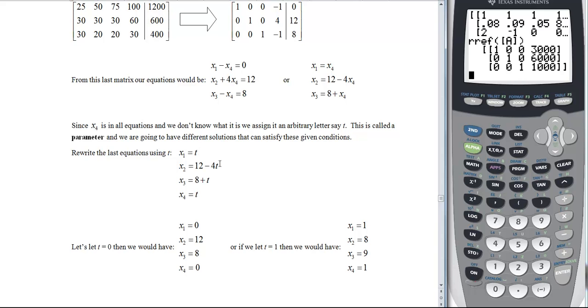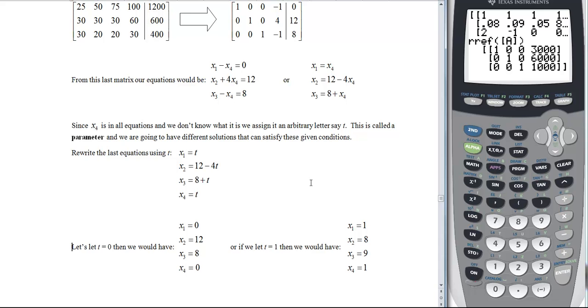What if T is equal to 2? I would have 2 here, 4 for X sub 2, 10 for X sub 3, and 2 for X sub 4. So no negatives, that would be legal. What about 3? I would have 3 here, 0 here, 11, and 3.